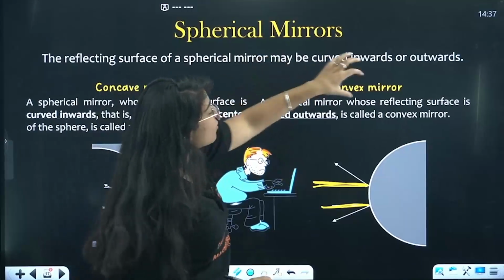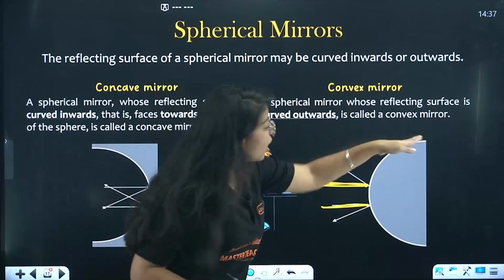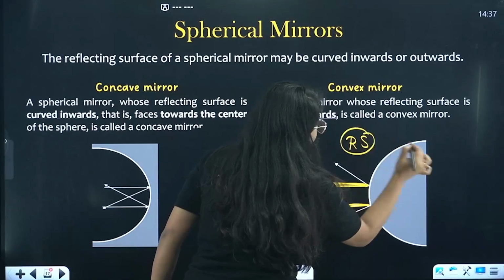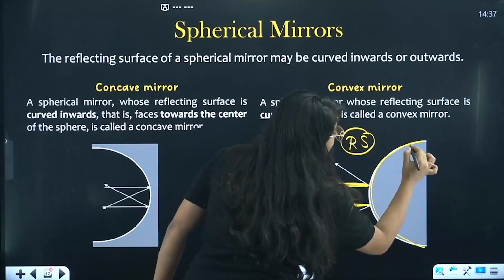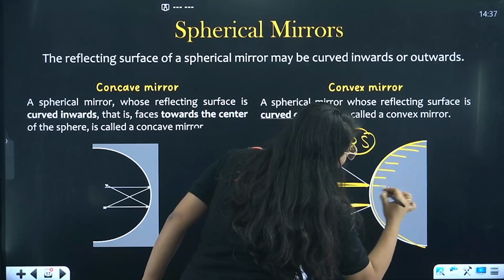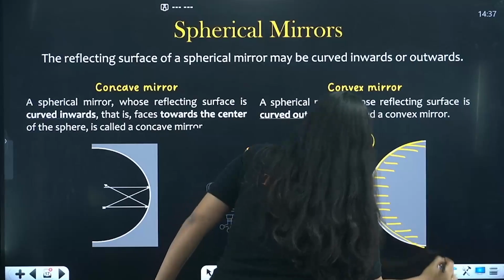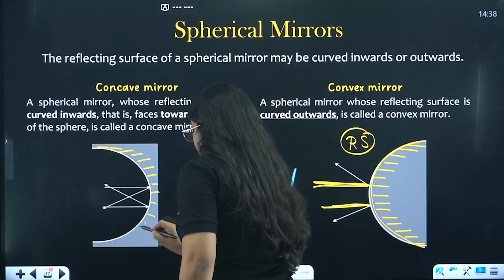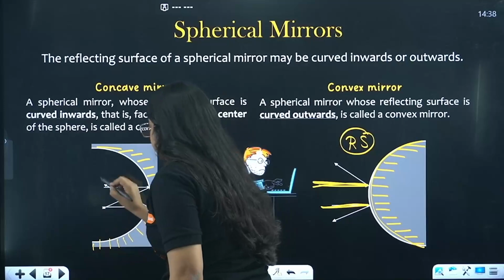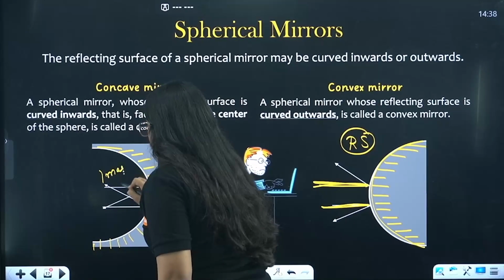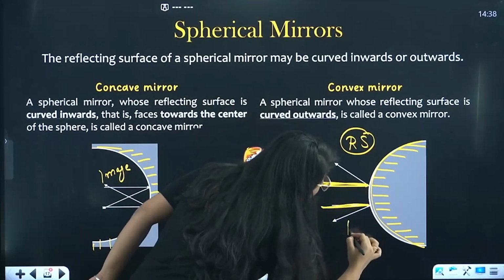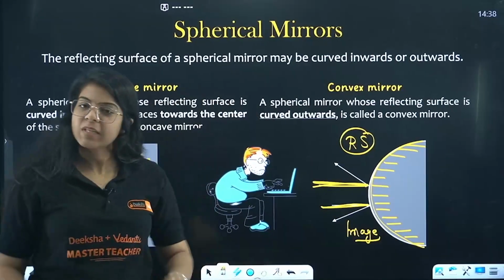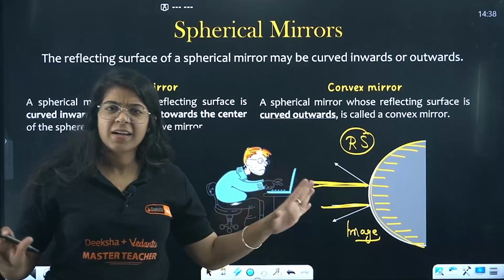A spherical mirror whose reflecting surface is curved outwards. So this whole surface is your reflecting surface, and the outward part is polished. Here this outward part is the part where the image will be formed. Understood? Clear? Everything clear, right?